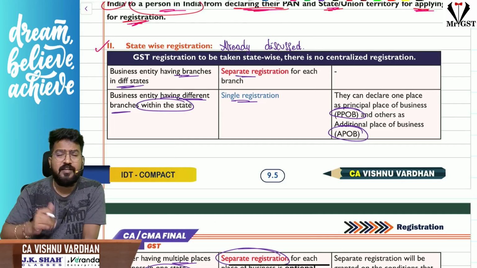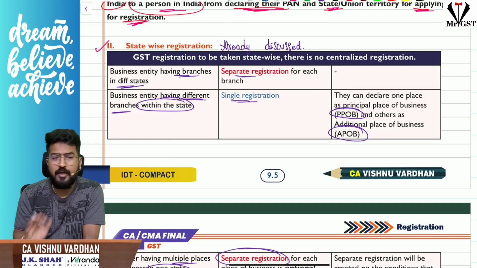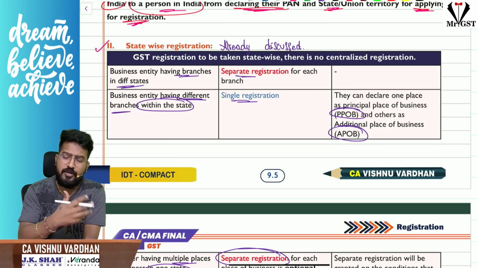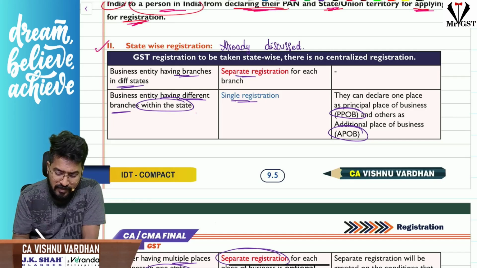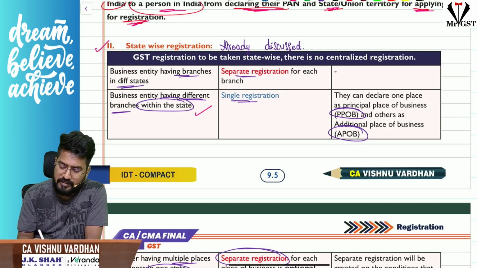Nothing but, sir, wherever you are having branches in multiple states, in those states from where you are making the supply, you have to take registration, provided the threshold limits, etc. Sir, if I am having multiple branches within the same state, should I go for multiple registrations, sir? Not required. Single registration is sufficient.